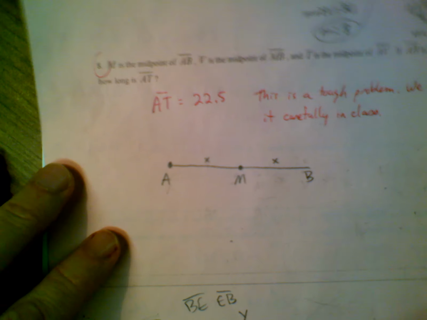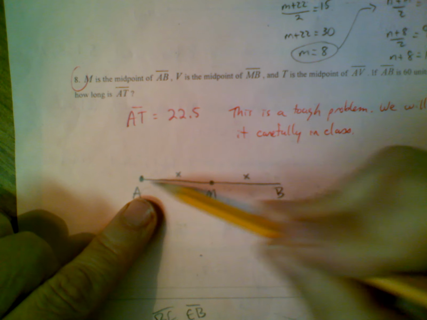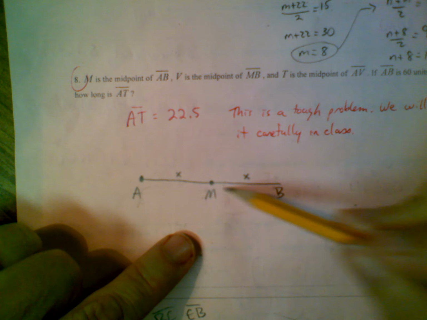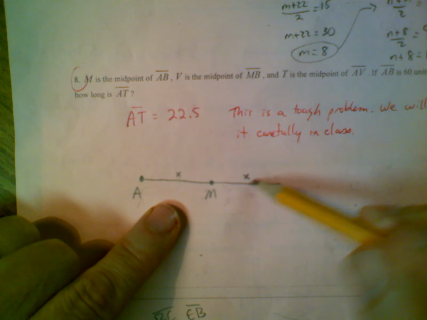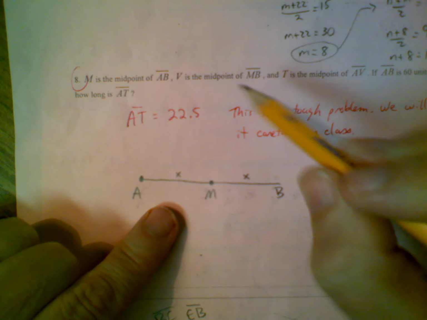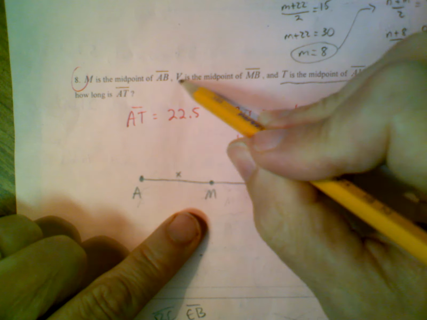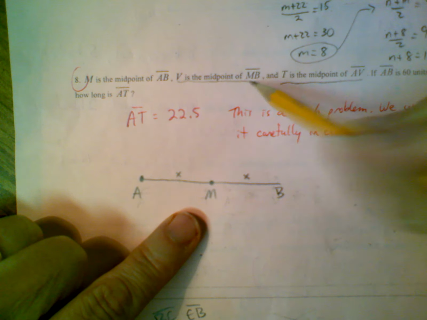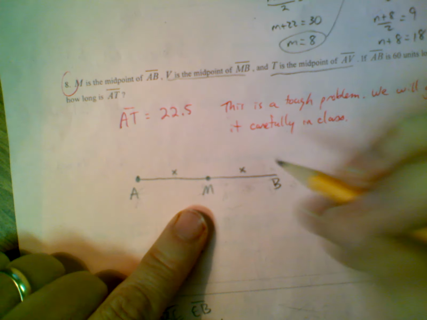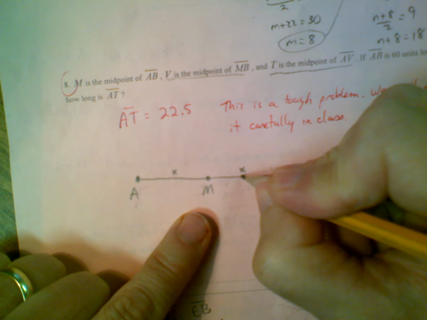So now back to the problem. Okay, this X represents the length from A to M, and this X represents the length from M to B. They've got to be the same because M is the midpoint. Let's move on. T is the midpoint of AV. Wait, M is the midpoint of AB. No, I missed this part. V is the midpoint of MB. Okay, I'm going to make V look like the midpoint of MB.